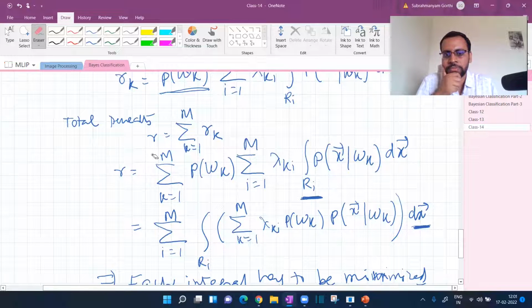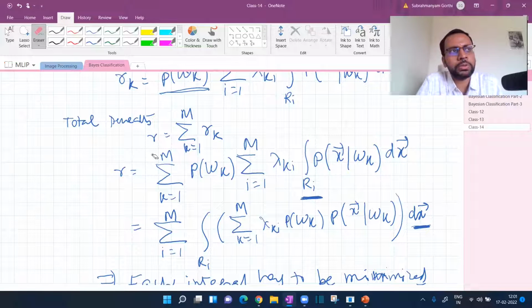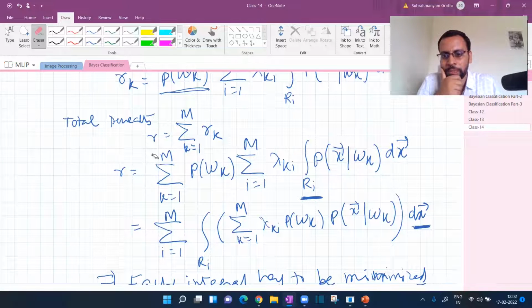Yes, sir. In this also, does each class have only one attribute, sir, or does it have multiple attributes? What do you mean by attribute? Sir, we said earlier that the class has only one value which we are considering. What is that one value? I'm not very clear.